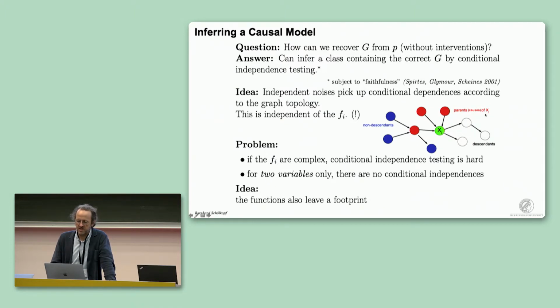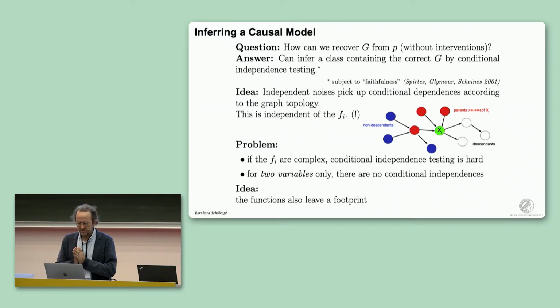The idea is that we have this graph, and we put in our independent noises. You can think of them as probes, and as they spread through the graph, they pick up dependencies. Just by checking what depends on what through conditional independence testing, you learn something about the graph structure. Now, there are some problems with this. One is that if these functions are complex, then conditional independence testing can be very hard. The other problem is that it doesn't nail down the exact graph. In particular, if you have only two variables, there are no conditional independencies. Conditional independence needs three quantities.